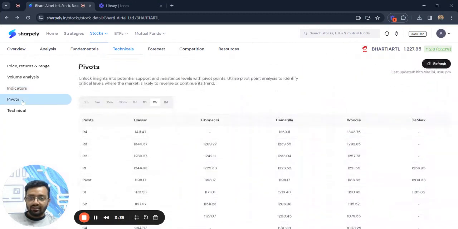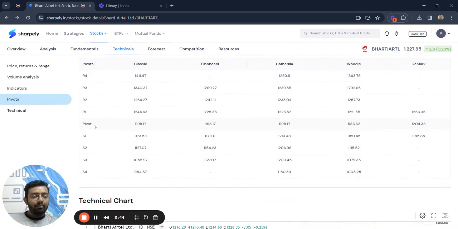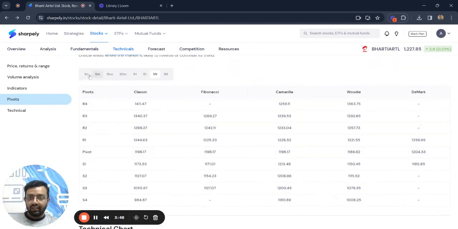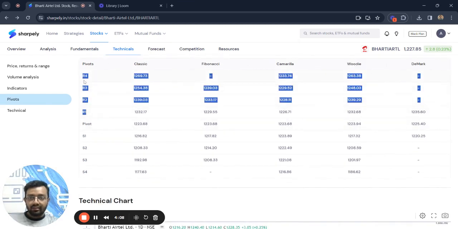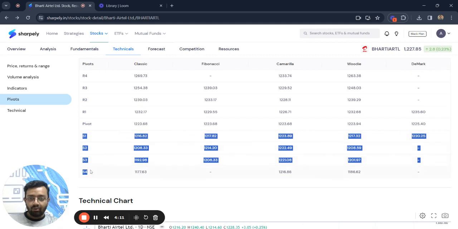Now the next section is pivots. As we all know, pivots are useful in marking resistance and support zones on the chart. Now pivots, again, we provide in different time frames from 1 minute to 1 month. And let's take the 1 day data, and we also provide pivots for different types. Like, there are classic pivots, there are Fibonacci, Woody, Demark, Camarilla, and so on. And here, as you can see, these are the resistance levels, these are the support levels.